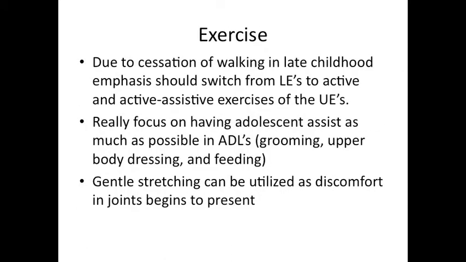Due to the cessation of walking that occurs in late childhood, emphasis should switch from strengthening of the lower extremities to active and active assistive exercises for the upper extremities. Really focusing on having the adolescent assist as much as possible in ADLs is going to be essential at this time. Gentle stretching can also be utilized as discomfort in the joints begins to present. Limitations in shoulder flexion and abduction, elbow extension, forearm supination, and wrist extension are the most common.